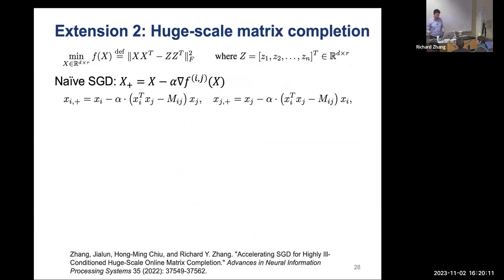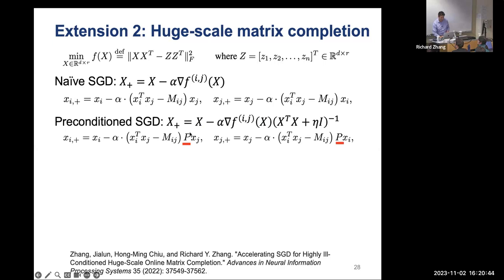And let me just show you that we can actually extend this to SGD in the huge scale. Here we looked at this matrix completion problem, in which your objective is like this. And when you do SGD, each SGD iteration is just 2 updates on the ith and the jth row of the X matrix. You're trying to converge onto the Z matrix whose rows are Z1, Z2 to Zn transpose. So every iteration just updates 2 rows, the ith and the jth row. And you can of course introduce a preconditioner here, P. The preconditioned version of this would just add this P multiplied by this row.